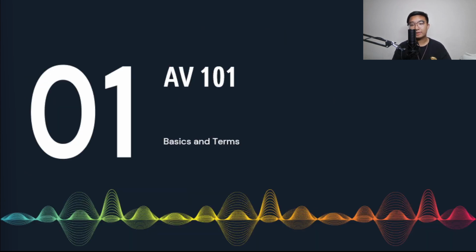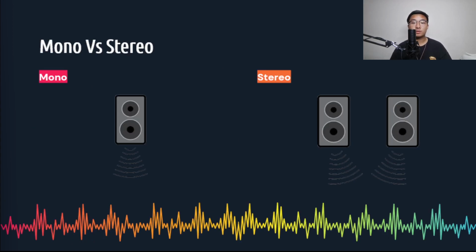All right, first let's start with AV 101, just some basics and some terms. So first I'm going to start with mono and stereo. You might hear this a lot if you're doing audio or any tech stuff. If something's mono or something's stereo, basically, mono combines all the audio into one, so you won't be able to tell which direction it's coming from. No matter if it's left side audio or right side audio, it'll just combine into one and play through both speakers, and you won't know which one it is.